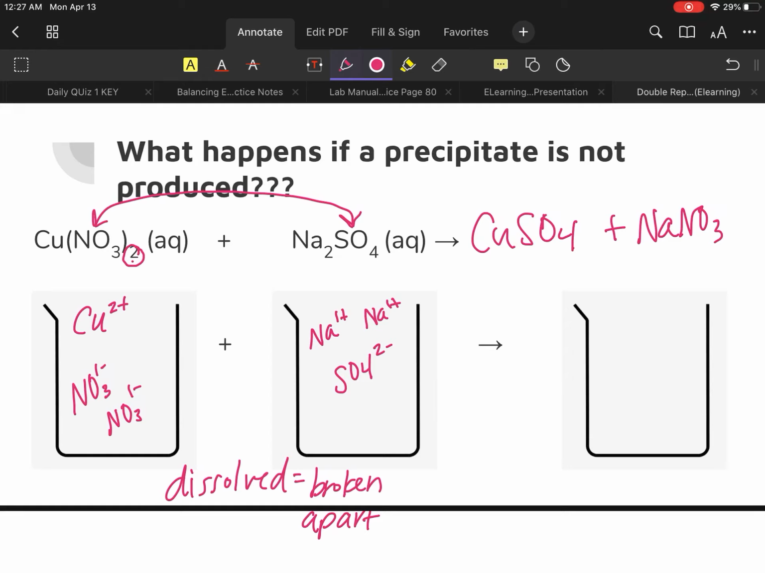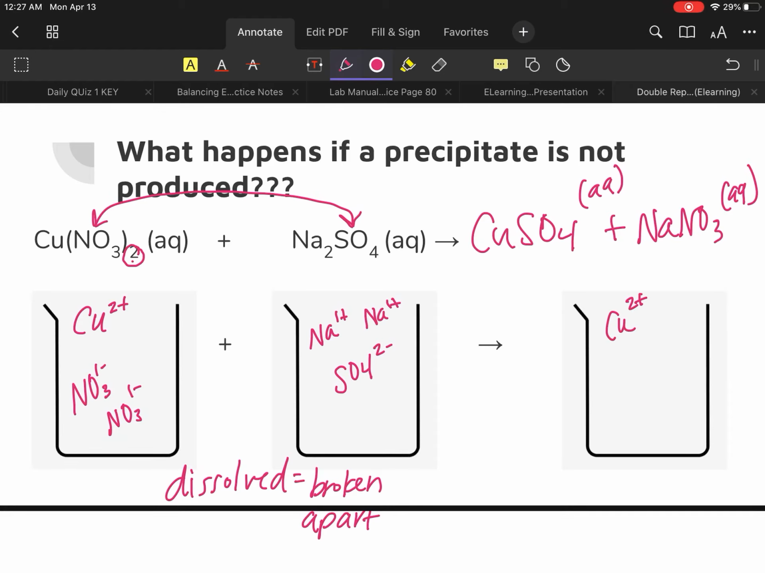Okay. I can look and say, okay, well, let's see. Number 7 talks about sulfates, and it says they're soluble. It does have an exception, but none of the exceptions are copper. So I know that this has to be aqueous. And then my nitrates, I know are soluble based on rule 2. So those are aqueous. So what does that mean?